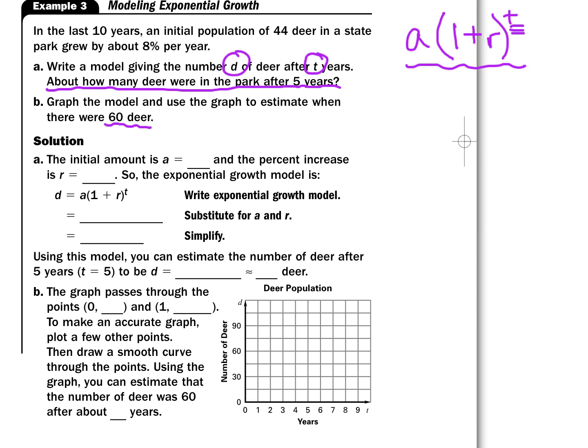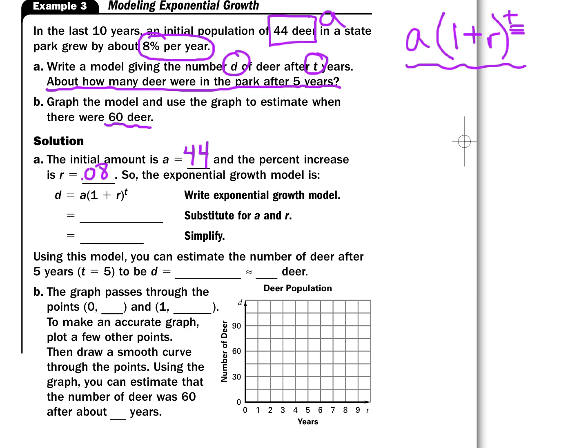So the initial population is A, and in the example it says that the initial population of deer is 44. So we have 44 deer, so that's our A. Okay, so A is 44, and the percent increase is, well, it says 8% per year. Well, 8% in terms of a decimal is 0.08. So that means that the exponential growth model is A times the quantity 1 plus r to the t power.